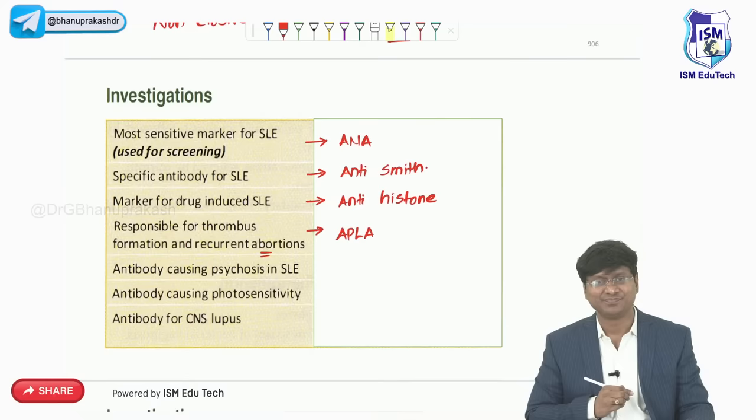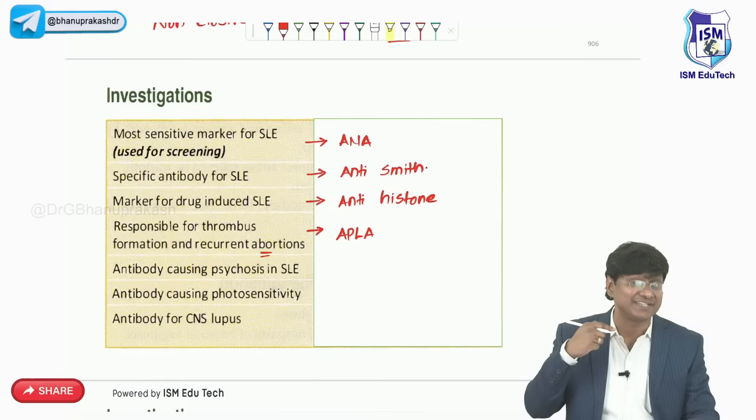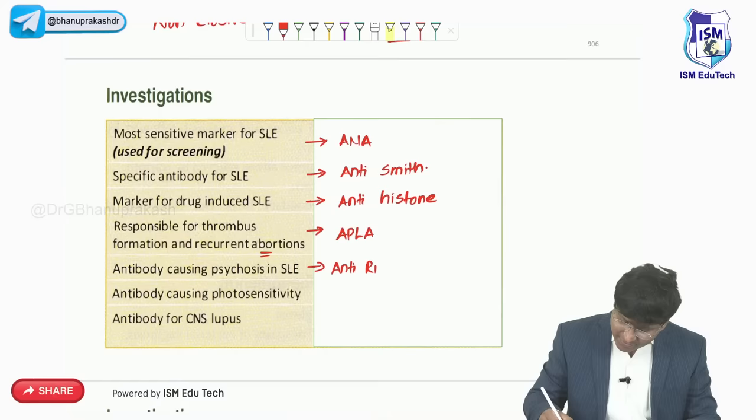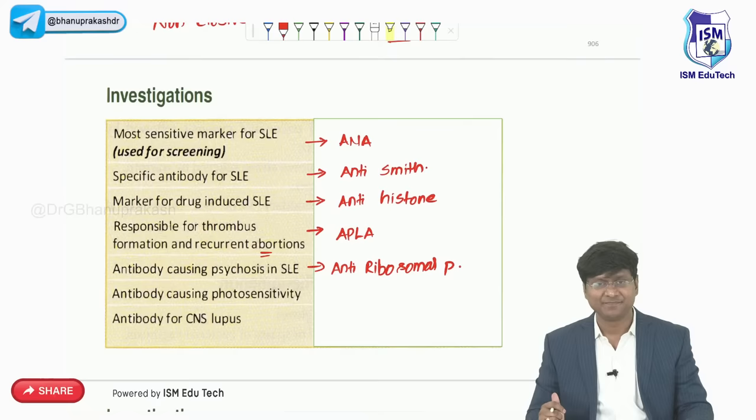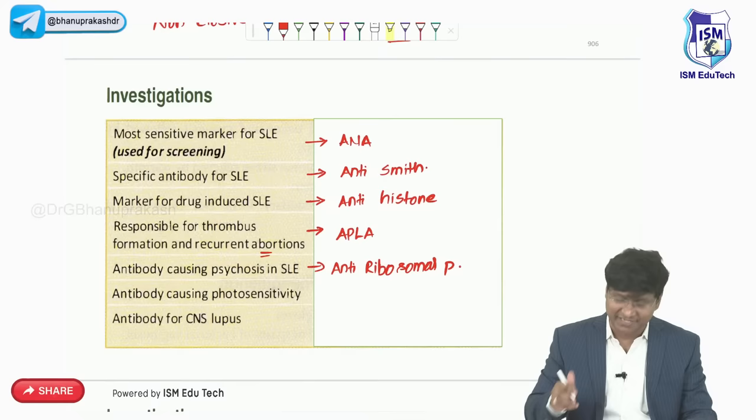And what is the antibody in SLE that is responsible for psychosis? That will be antiribosomal P. Right? Antiribosomal P. And what is the antibody that is responsible for causing photosensitivity? That is anti-Ro.